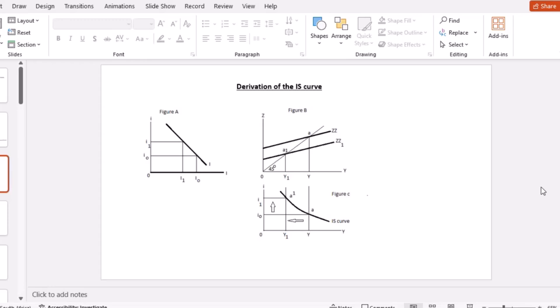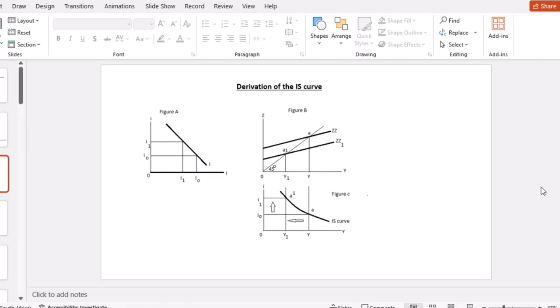So you must understand what is being measured on the vertical axis and the horizontal axis for each of those three diagrams. To start the derivation of the IS curve, we will start with figure A, the investment function. When you're asked to derive the IS curve, you must start with the interest rate. It's something you must know if you are asked this in the examination. So we assume that the interest rate is i0. Given that interest rate, the level of investment is I0. If you take that line across to the investment function and drop that line, you get investment I0.